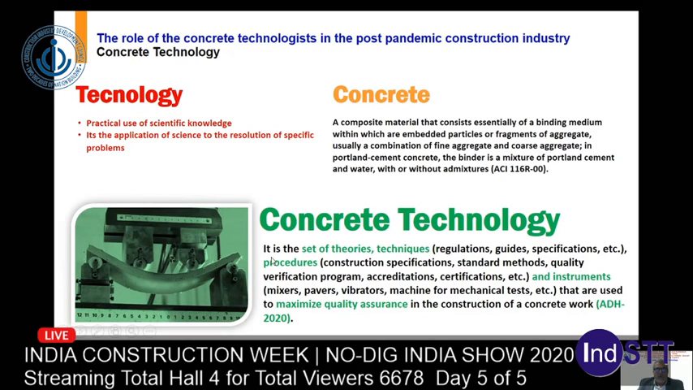Concrete technology is the set of theories, techniques, procedures, and instruments that are used to maximize quality assurance in the construction of a concrete work. This definition clearly exhibits the elements that we have to put together to maximize quality assurance in the construction industry. And who will be in charge of putting this together? The professional, the civil engineer or the architect.